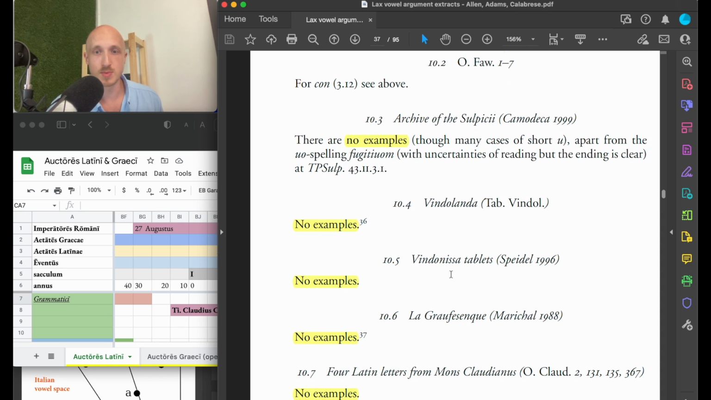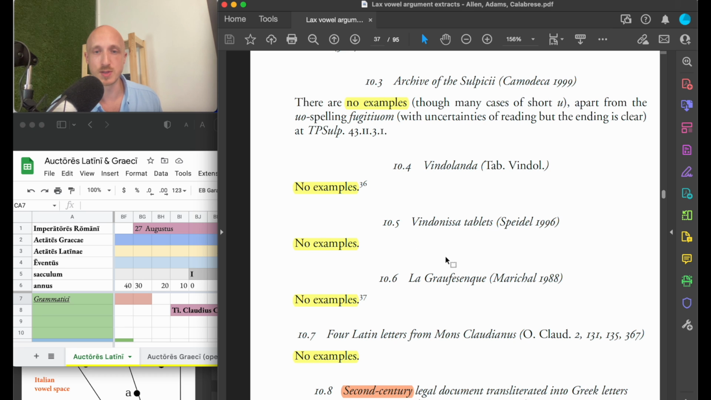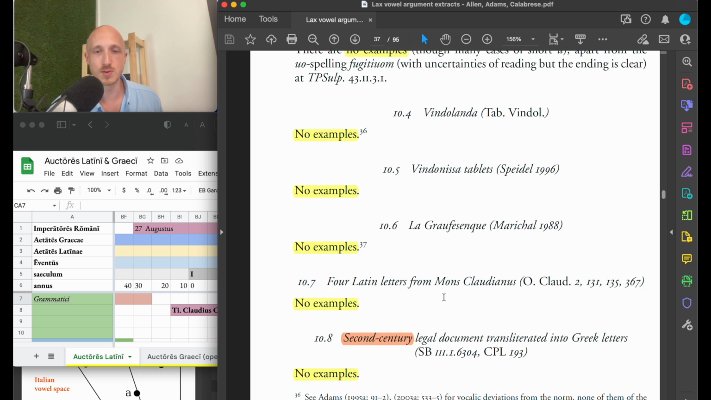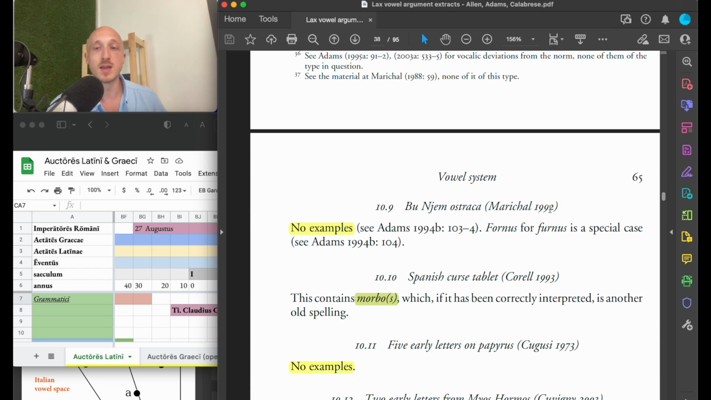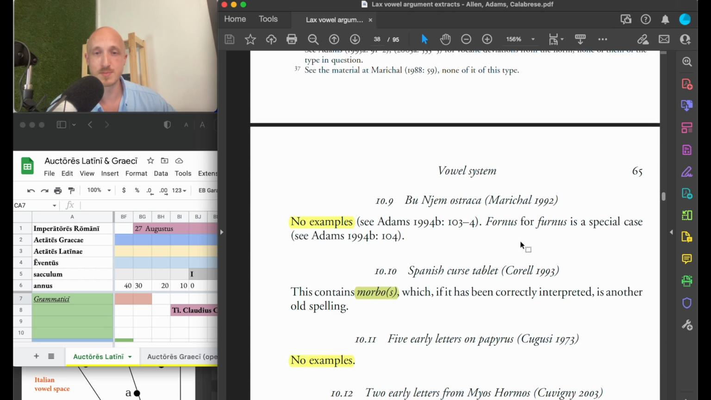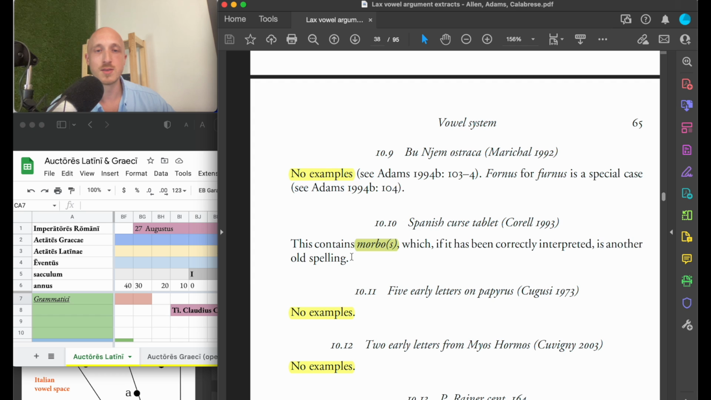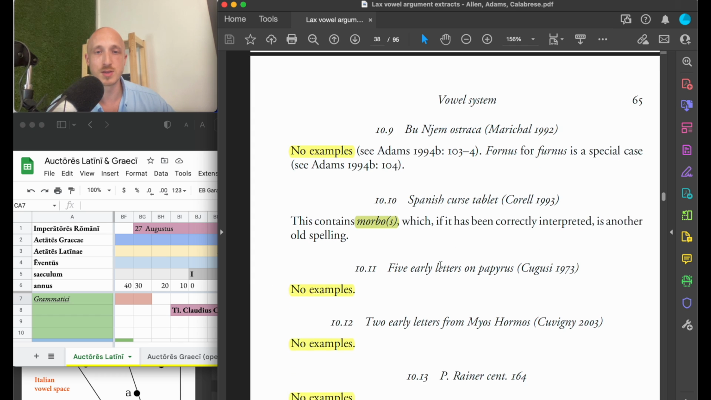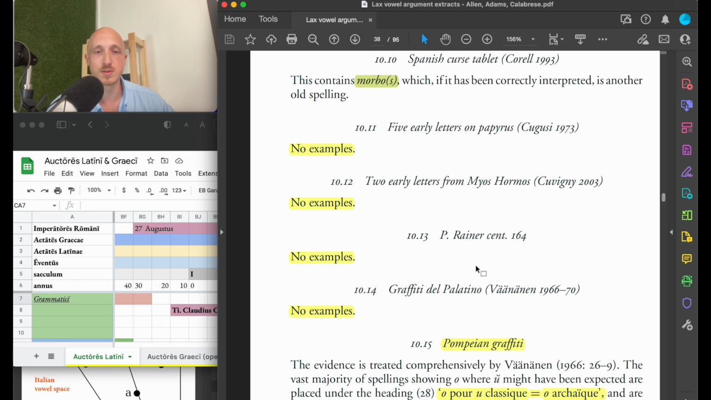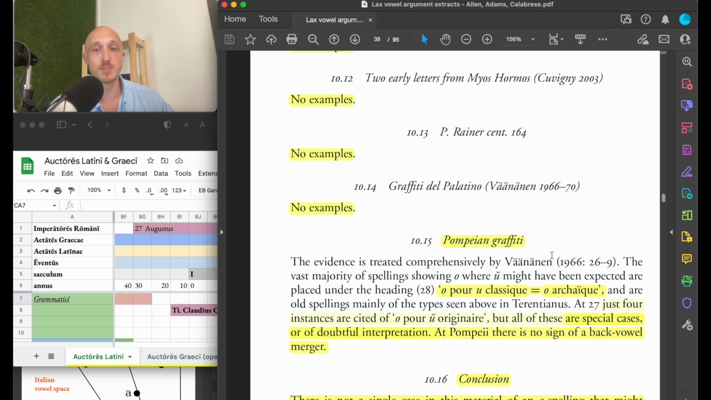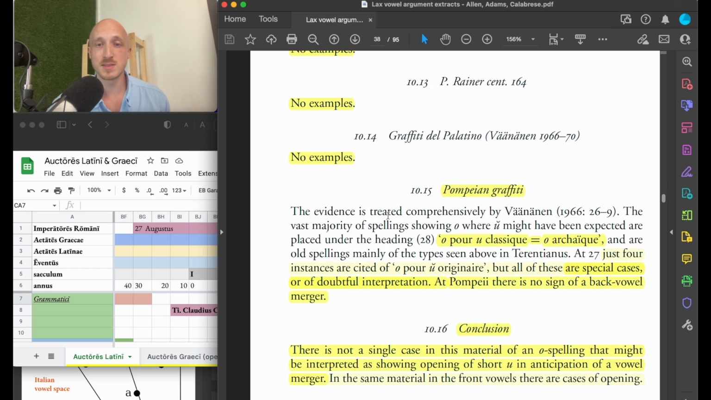Archive of Sulpici, no examples. Vindolanda, no examples. Vindonisa tablets, no examples. No examples, no examples. 2nd century legal document, no examples. In North Africa, no examples. Spanish curse tablet, there's this morbos, but otherwise it's just an old spelling. 5 early letters, no examples. Pompeiian graffiti, our favorite. The evidence is treated comprehensively by Väänänen.